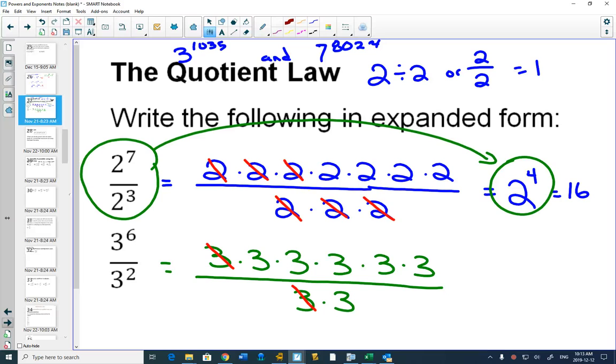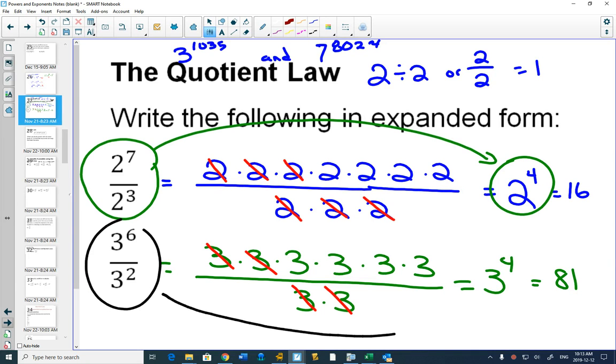But what we're really doing is saying that's equal to 1. And so we don't need it anymore. Here's another 3 on the bottom, another 3 on the top. 3 divided by 3, 1. What are we left with? 3 to the 4. Happens to be 81. But the question is, how could we go directly from here to here?